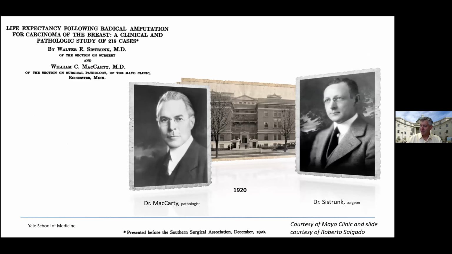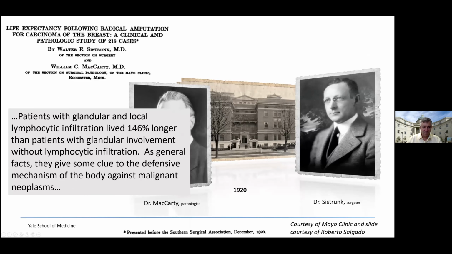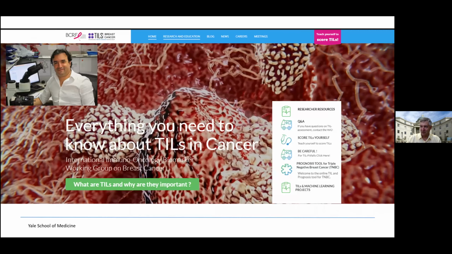So this takes us back quite a while ago. 1920 is, I believe, the first paper that described tumor infiltrating lymphocytes, where Dr. Sustrunk and McCarty said that patients with glandular and local lymphocytic infiltration, this is in breast cancer, lived 146% longer than patients without glandular involvement, or with glandular involvement but without lymphocytic infiltration. And so this kind of gives a general hint as to the mechanisms.